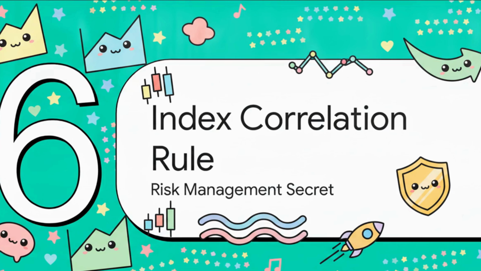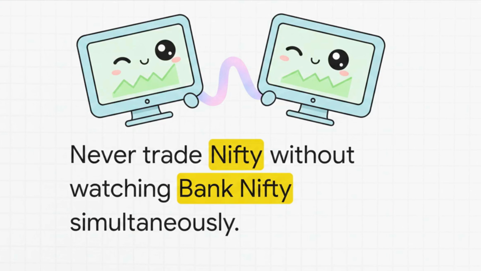Finally, Section 6. This is the big one, the index correlation rule, your ultimate risk management secret. If you take away just one execution habit from this entire explainer, please make it this. Never trade a major index like Nifty without having its financial counterpart, Bank Nifty, open directly beside it. You absolutely need a dual screen setup, or at least a split screen, watching both of them simultaneously. If you try to scalp Nifty in total isolation, ignoring what Bank Nifty is doing, your accuracy is going to plummet and you will get faked out constantly.